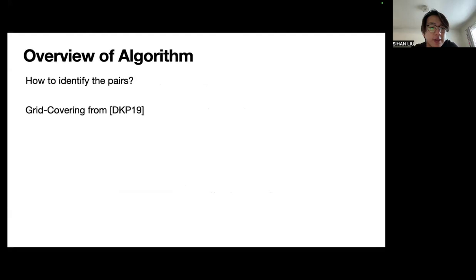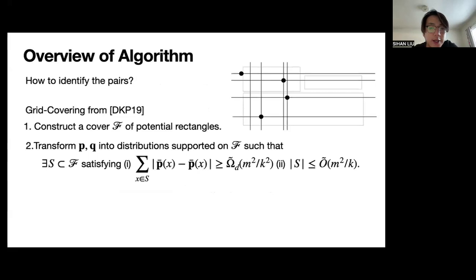Fortunately, this can be solved via a technique developed in the prior work of multivariate identity testing under AK metric. This is called rectangle grid covering. In particular, the techniques allow us to construct a cover for all possible rectangles that can be defined by the sample points, and transform the original distribution P and Q into discrete distributions supported on this cover.